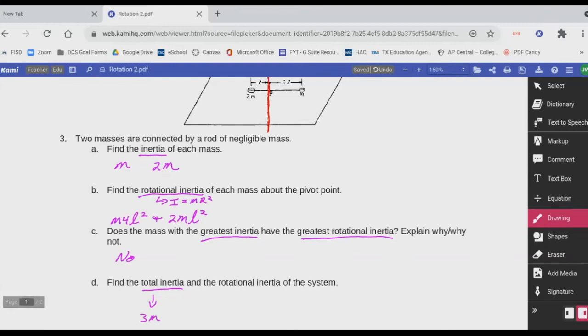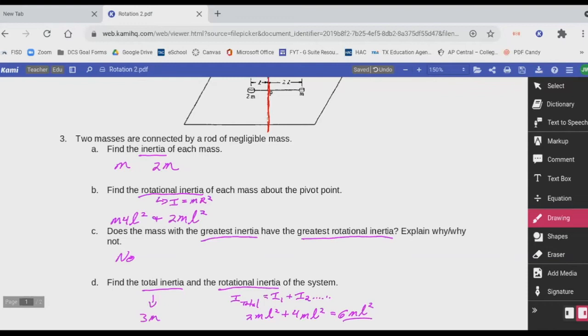And the rotational inertia of the system. Rotational inertia, again, is I, and it's for the system. So the total I, or we can say the system's I, is going to be equal to I1 plus I2, on and on for any of the rotational inertias that we have. Well, we said that we had 2ml squared, and we had 4ml squared. So the total system's inertia would be 6ml squared. Make sense? Can I explain C again?